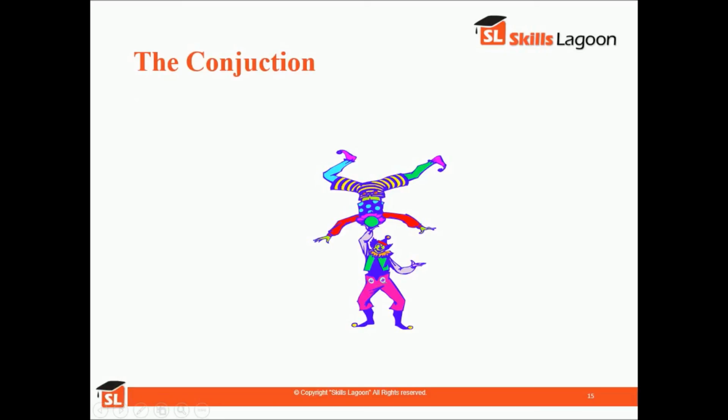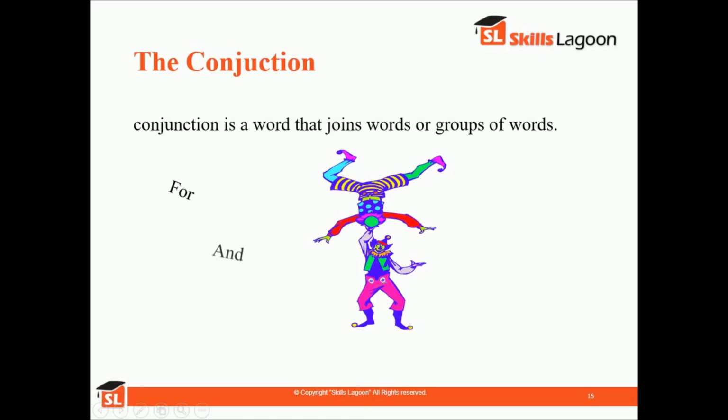Next part of speech is the conjunction. A conjunction is a word that joins words or groups of words. For, and, neither nor, but, either or, yet, so are conjunctions.